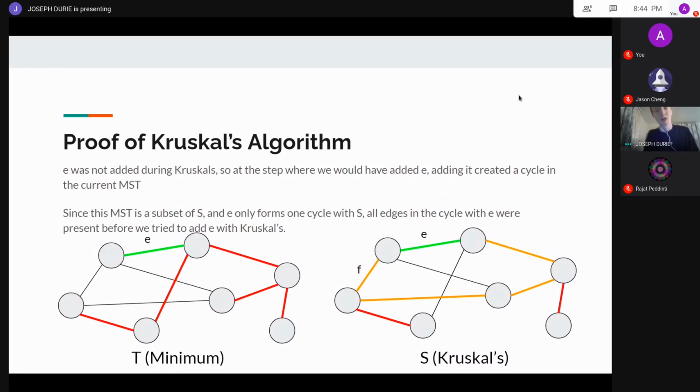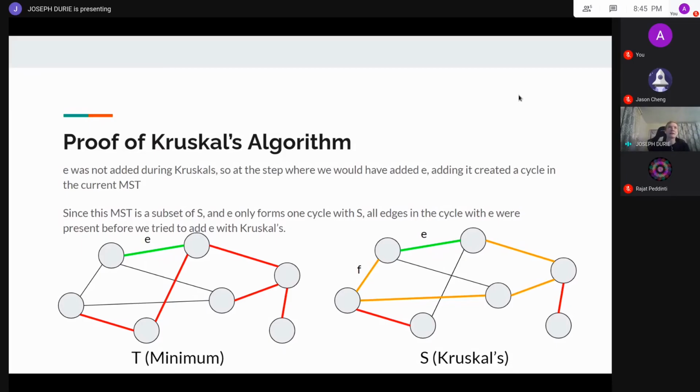Okay. So because, and by the MST, I don't mean S. I mean the pieces of S that were there at the step where we would have added E. Right? Because let's say E was the first edge, the lowest weight. Then when we added it, that definitely would not have created a cycle because there are no other edges for it to create a cycle with. So we would have added it.